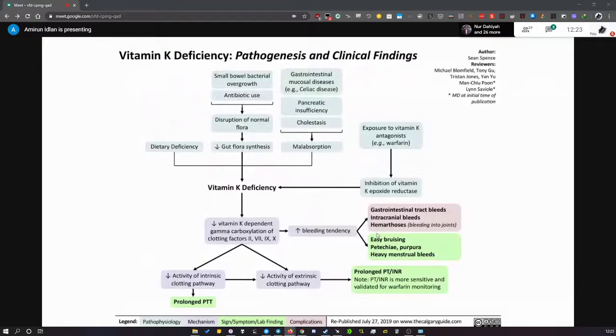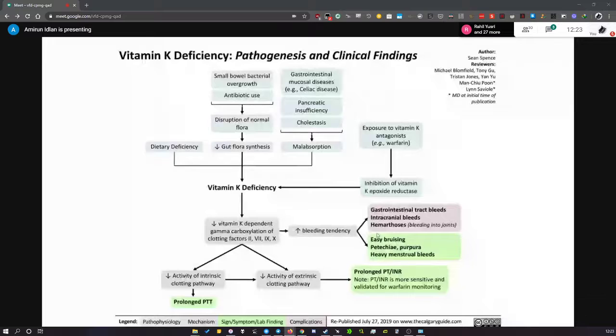Okay, very nice. Okay, so this is the pathogenesis and clinical finding of vitamin K deficiency. This diagram basically summarizes the pathogenesis. So basically, when newborns have vitamin K deficiency, it is because first of all they have reduced intake of vitamin K. Amirun, I can't see the diagram. You said there is a diagram.